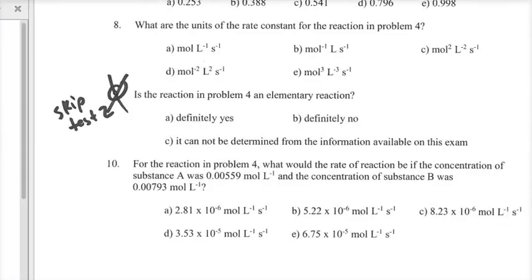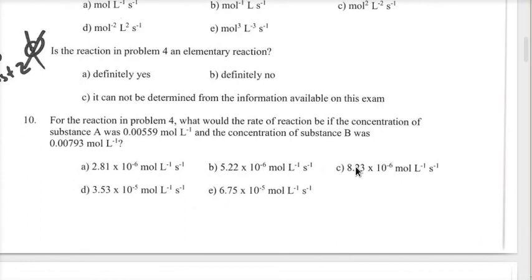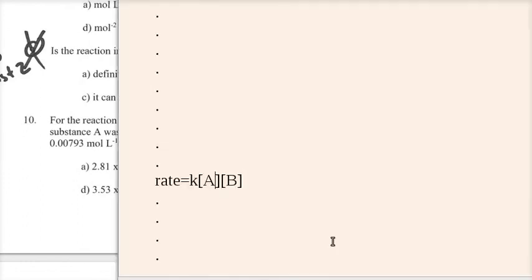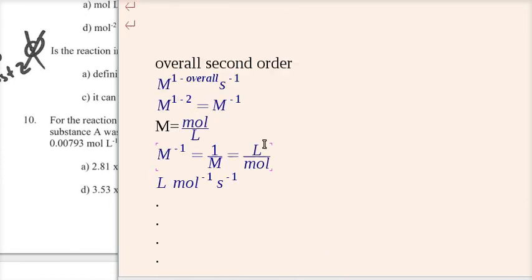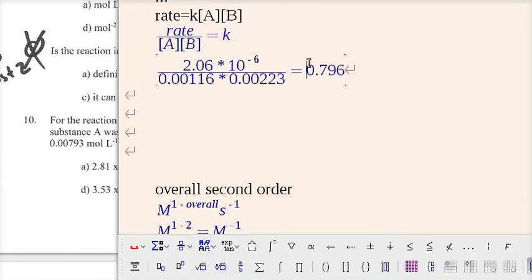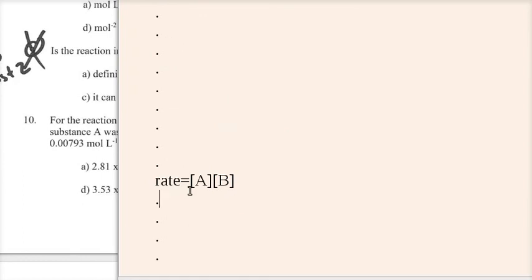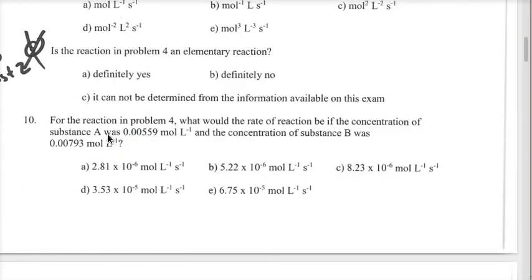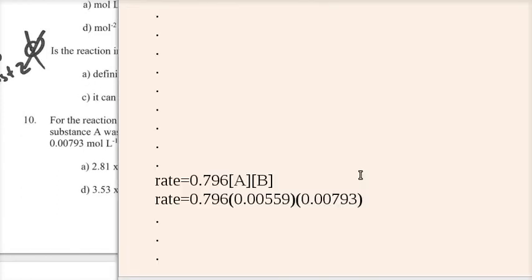Number 10. So for number 10, we have our rate law. It looks like this, but we know K now, which would be that. All we have to do is plug in the given numbers. A is this, B is this, and that's number 10.